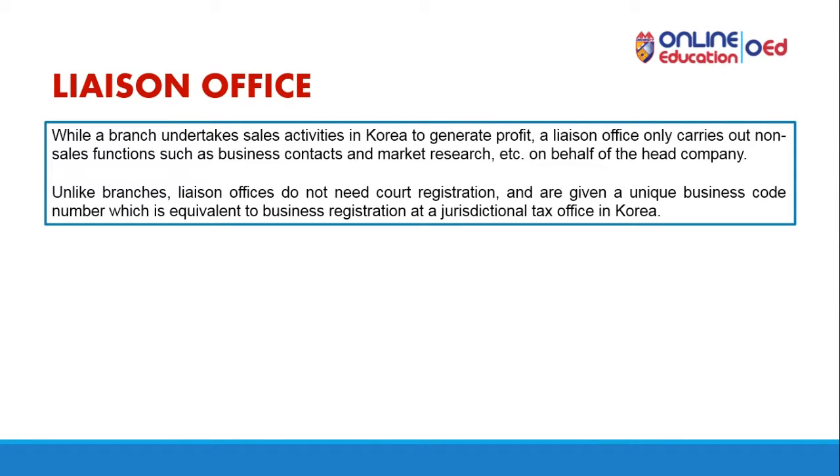Alright, so we have the last one, which is the liaison office. While a branch undertakes sales activities in Korea to generate profit, a liaison office only carries out non-sales functions such as business contacts and market research, etc., on behalf of the head of the company. Unlike branches, liaison offices do not need corporate registration and are given a unique business code number, which is equivalent to business registration at the jurisdictional tax office in Korea.